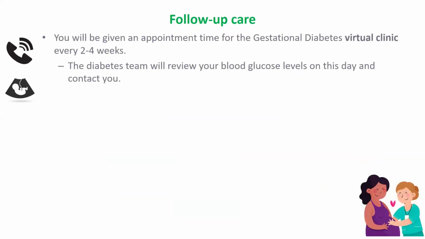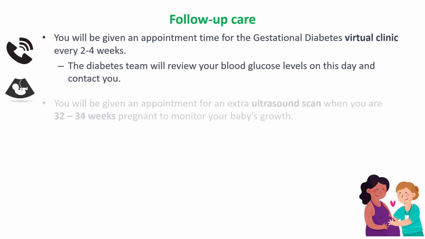So, as part of your care with gestational diabetes, you will be given an appointment for the Gestational Diabetes Virtual Clinic every 2 to 4 weeks. It will be every 2 weeks if you're checking your blood glucose levels every day, or every 4 weeks if you're checking your blood glucose levels only 2 days per week. At these virtual clinic appointments, the midwife or member of the diabetes team will phone you to review your blood glucose levels and discuss them with you.